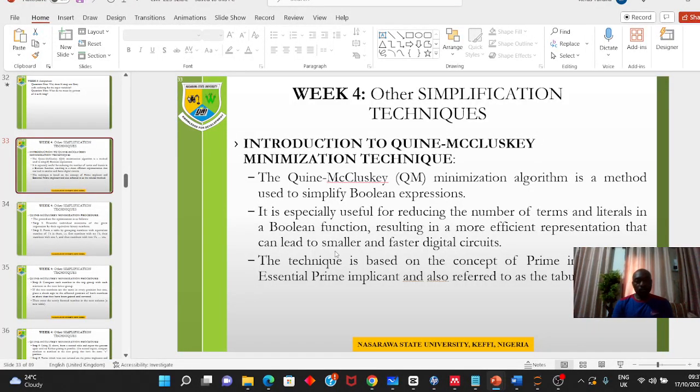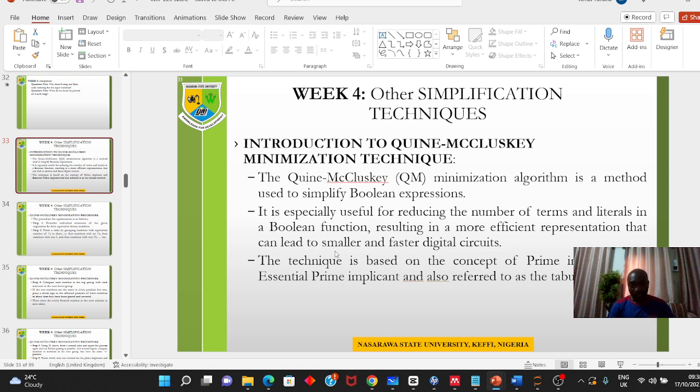So welcome back. For today's class, we are going to be looking at the Quine-McCluskey minimization technique, which is also referred to as the tabular method. The Quine-McCluskey minimization algorithm is a method used to simplify Boolean expressions. It is especially useful for reducing the number of terms and literals in a Boolean function, resulting in a more efficient representation that can lead to smaller and faster digital circuits.